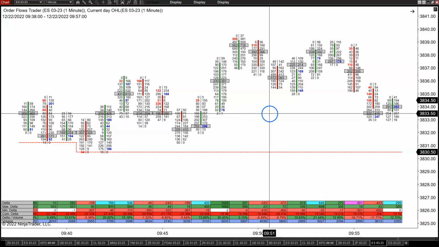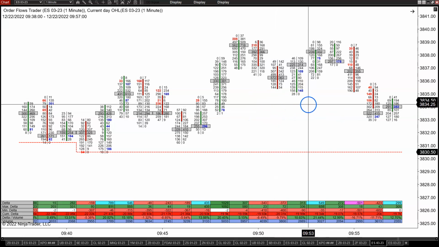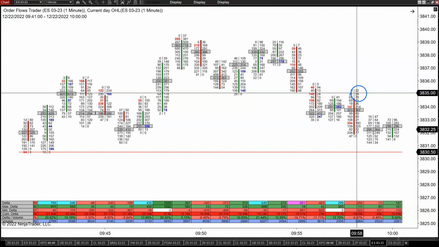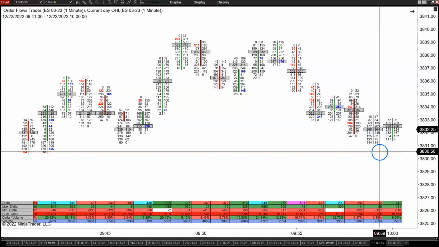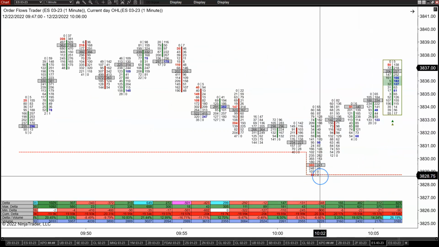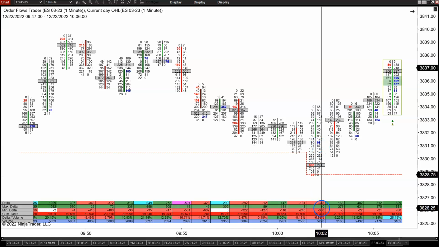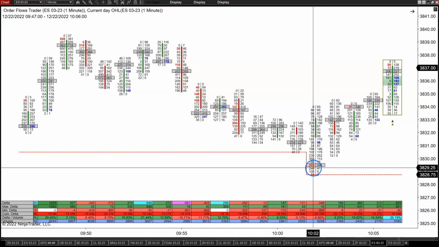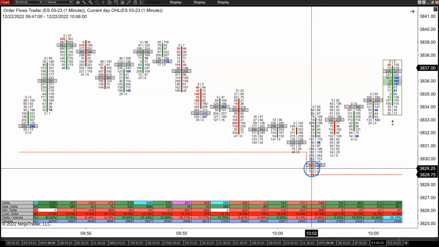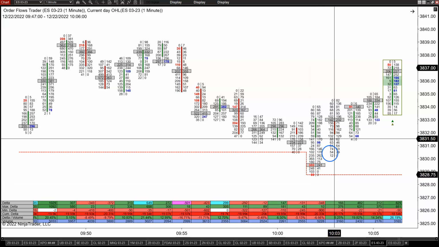Then you failed to take out this high here. And again, delta, the bars are kind of mixed, honestly. You got 2 negative, 3 positive, 2 negative. And then you're back down near your low again. You break down, make a new low. At this low here, you got the negative delta minus 348. Again, you got some support here, right? You got the negative delta on the green candle.